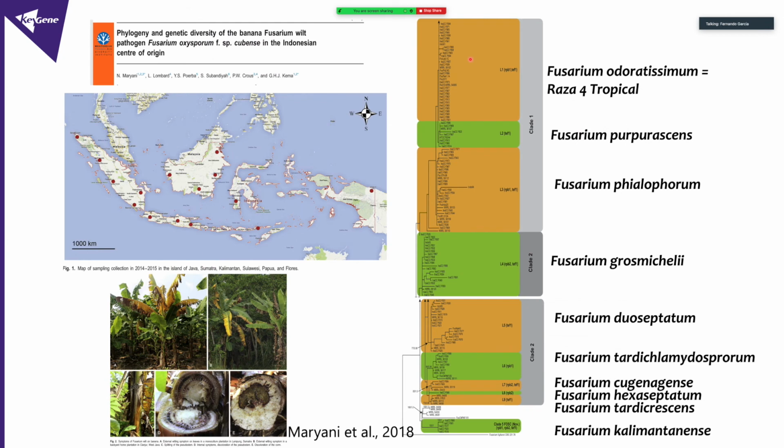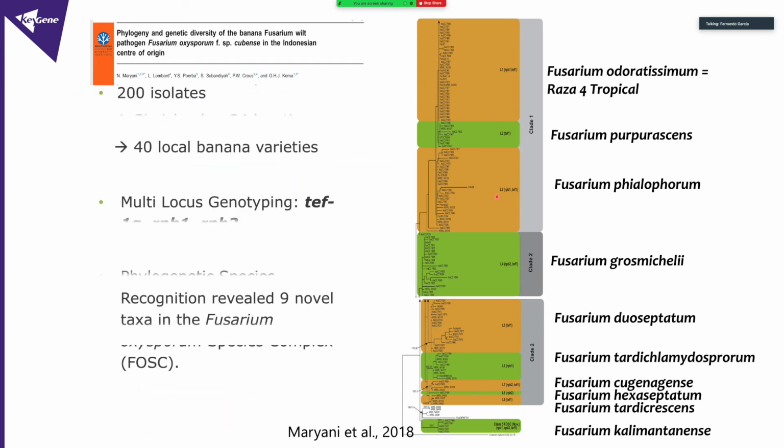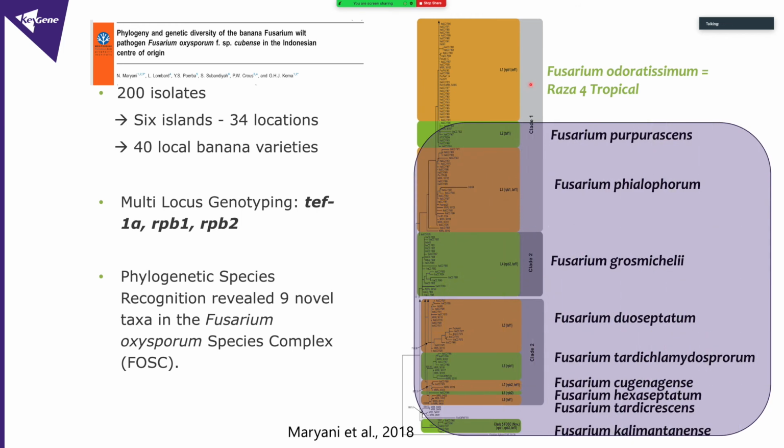My other colleague, Nani Mariani, went further and went to Indonesia, the center of origin of the banana and also the pathogen, to collect Fusarium from diseased plants. She made a bigger analysis, and they determined that actually race 1 is not just one, but different species.